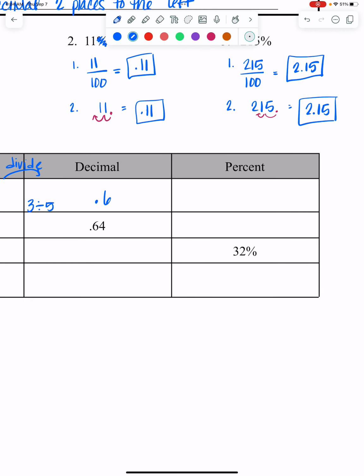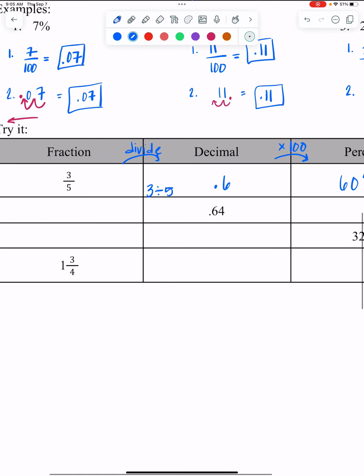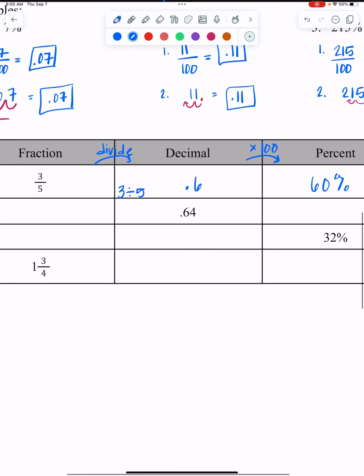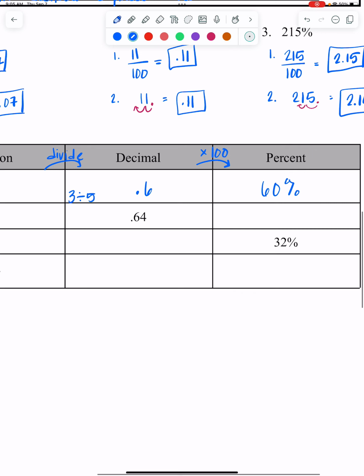If I want to go from a decimal to a percent, I multiply by 100. So this would give me 60%. This time, I want to go from a decimal to a percent. That one is the easier one. I multiply by 100, so I end up with 64%.